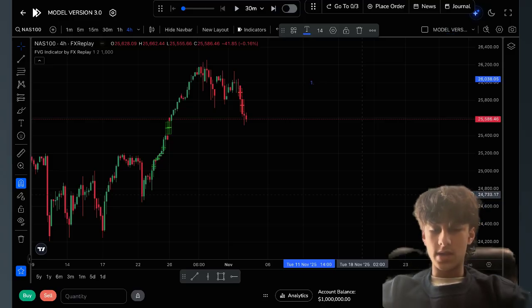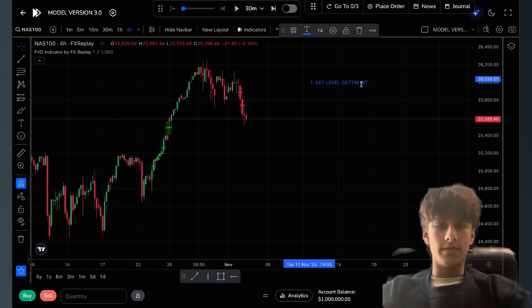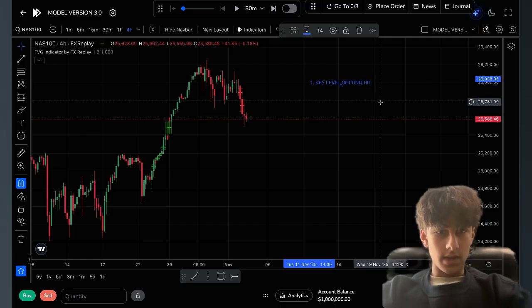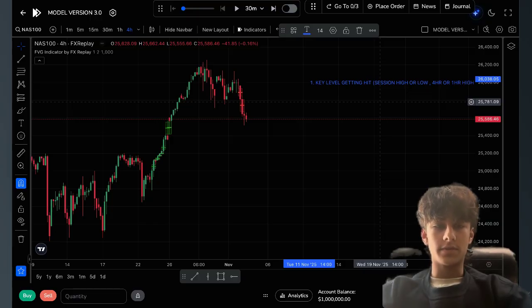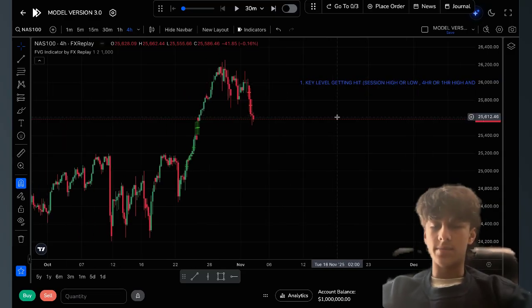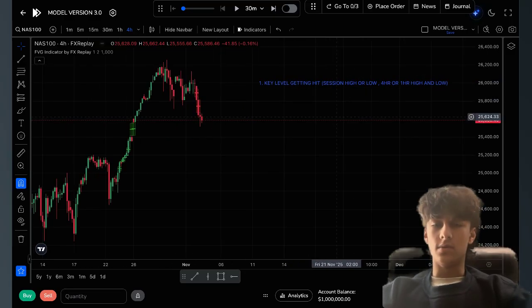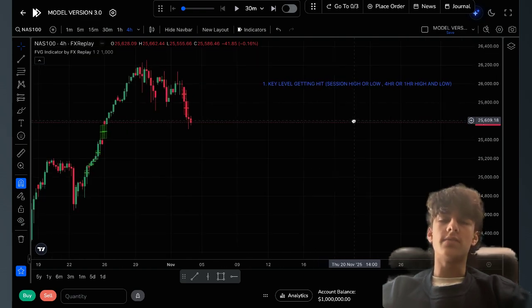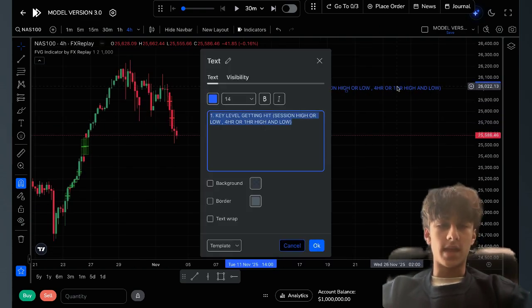Step one is a key level getting hit. In terms of what a key level is for me, it is either a session high or low, or a 4 hour or 1 hour high and low. Those are normally my key levels. They can also be things like unfilled gaps, new week opening gaps, NWOGs, new daily opening gaps. So the first step is that key level getting hit.